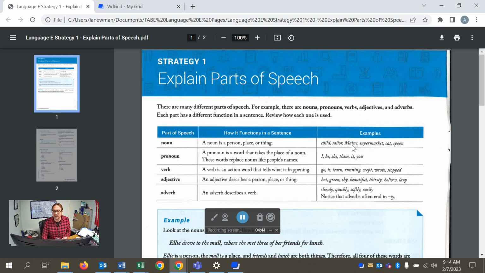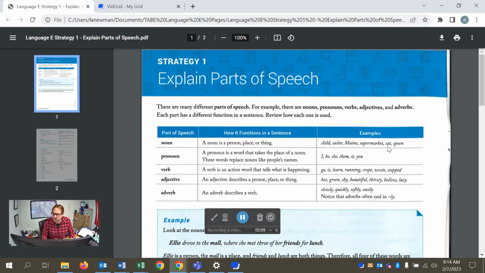We have the state of Maine, which is an example of a place. Just note that proper nouns, places that are named like Maine, El Dorado, Arkansas, United States of America, are capitalized, but they're considered nouns. We have a supermarket, which is another place, but not a proper noun, not somewhere that's named. If we had Brookshire's or Walmart, then we would consider it a proper noun.